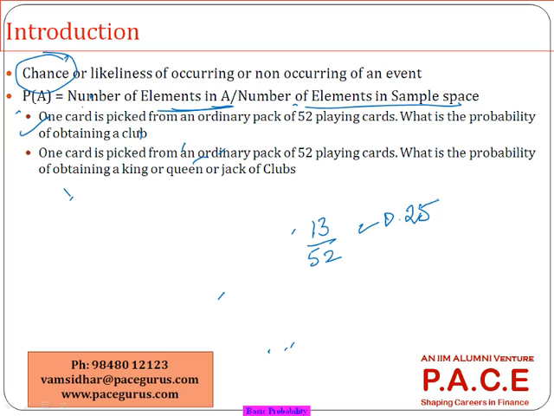What is the probability of obtaining a king or a queen or a jack of clubs? Only 3, right? Clubs, there are 13. Out of that, king is 1, jack is 1, queen is 1.